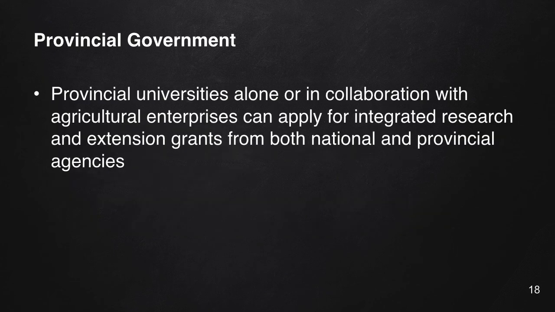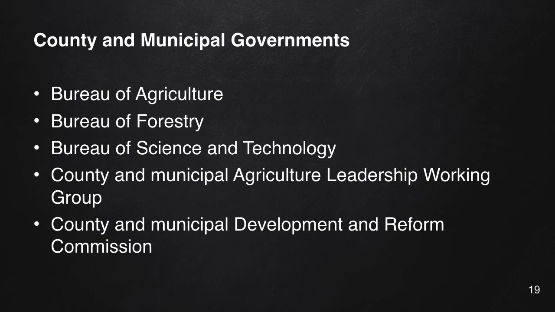Provincial universities alone or in collaboration with agricultural enterprises can apply for integrated research and extension grants from both national and provincial agencies. Provincial counterparts like Provincial Agriculture Office, which is under the provincial local government. For the county and municipal governments, they have the Bureau of Agriculture, Bureau of Forestry, Bureau of Science and Technology, County and Municipal Agriculture Leadership Working Group, County and Municipal Development and Reform Commission.